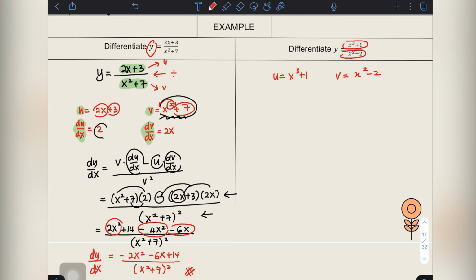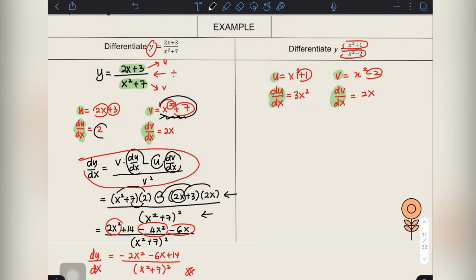So next, you need to differentiate both your u and v with respect to x. So you will have your du dx and dv dx. Okay, your du dx will be 3x squared. Differentiate plus 1 is 0 because it's a constant. And your dv dx will be 2x. Differentiate negative 2 is 0 because it is a constant. So now you already have your u, your v, your du dx, and your dv dx. You just need to substitute inside the formula of quotient rule, which is this one, to find dy dx.